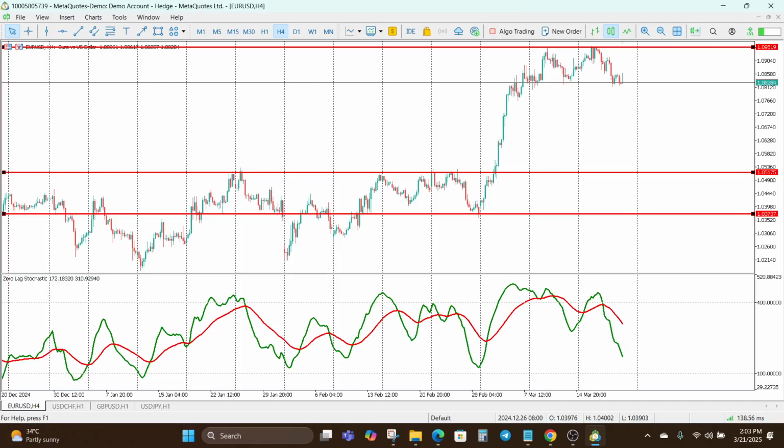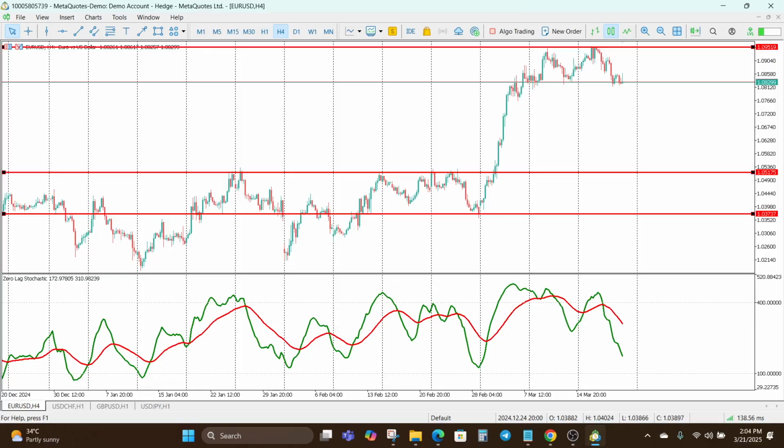Also, combine this indicator with trend confirmations. You can use moving averages, or you can use any other technical indicators of your choice to confirm the signals given to you by the zero lag stochastic. And also pay attention to price action patterns. It's very important.